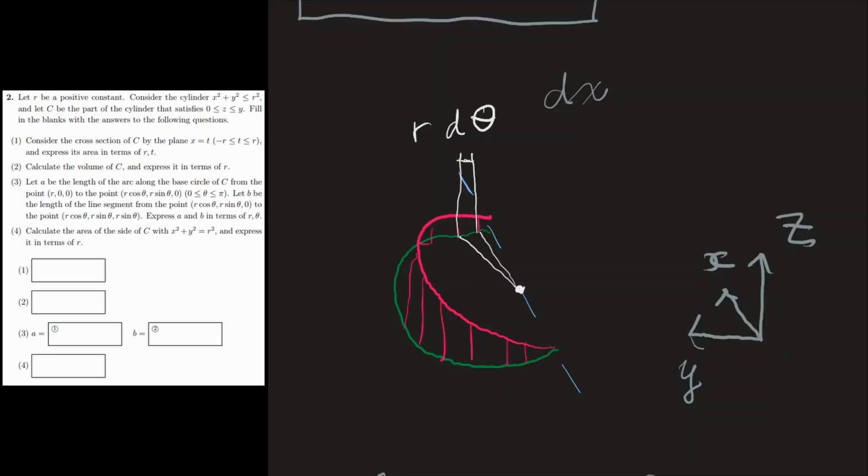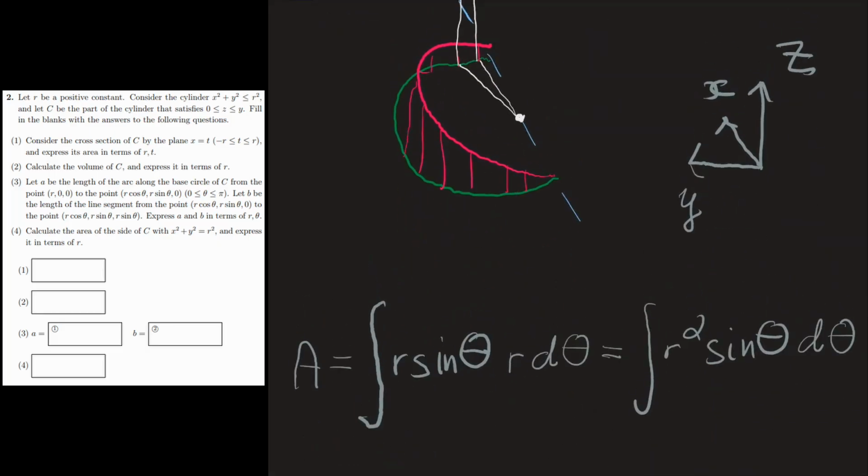So our area is the integral of the height of our small rectangles, which is r sine theta, times the width of our small rectangles, which is r times d theta. So combine the r's and you get the integral of r squared times sine theta d theta. And the next question is, what are our bounds?